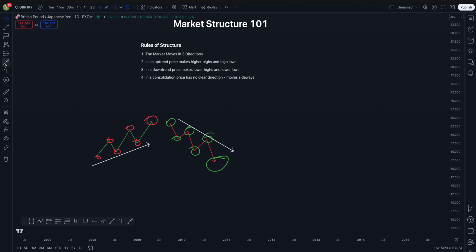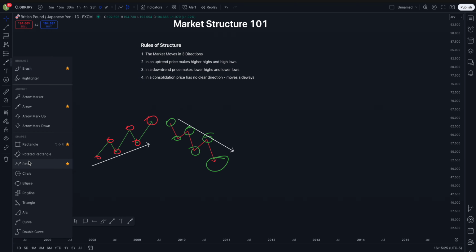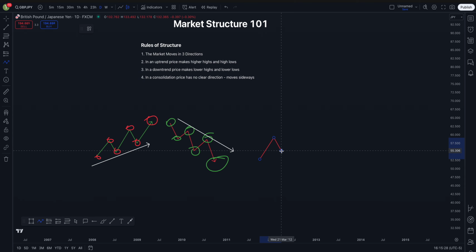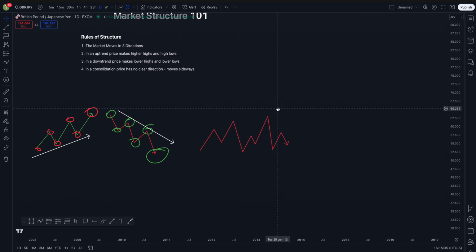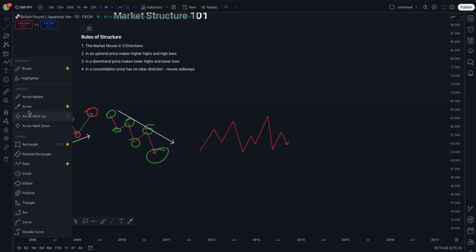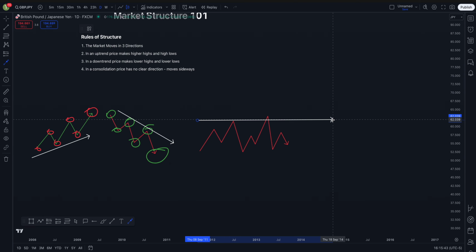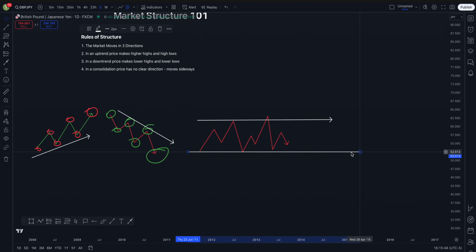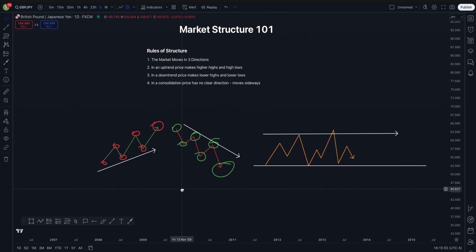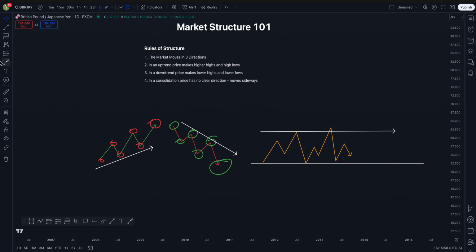And then the third way the market moves is sideways. Right? And remember what we said about sideways. Let's use an arrow. There's no clear movement or clear break of structure. Everything is moving sideways, and we put this in orange. Right? So this is the rule of structure.